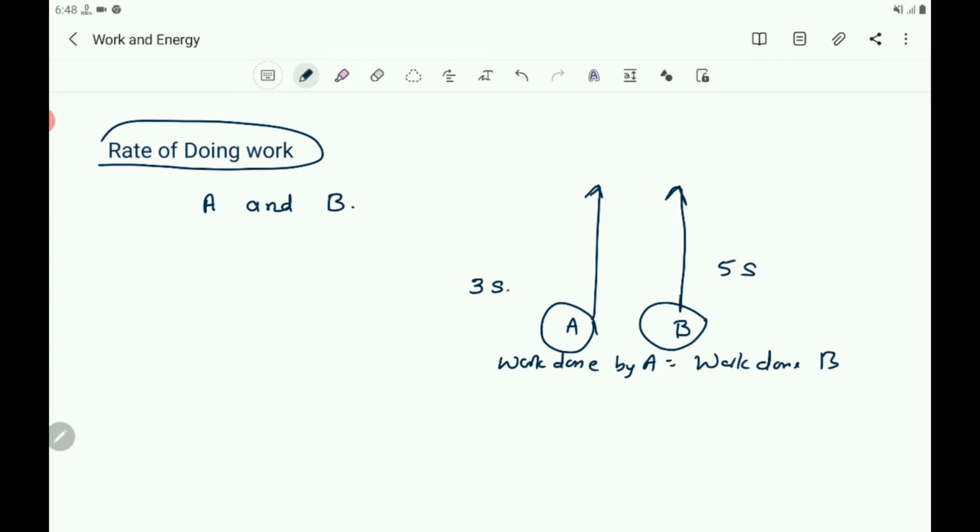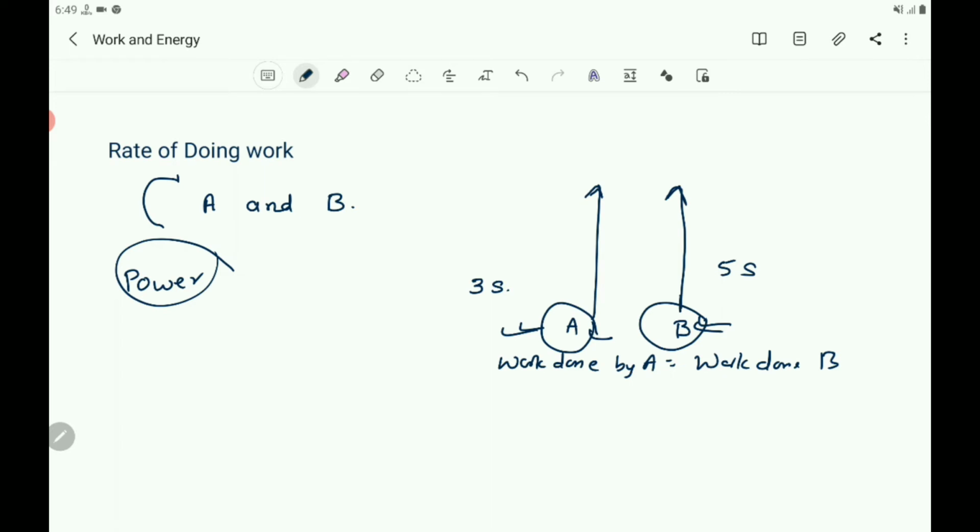Here we have taken the word power. If you consider person A and person B, the rate of doing work is more in the case of person A and less in the case of person B. So you can say that person A has more power. Here rate of doing work can be expressed in the term power. Then what is power? Power measures the speed of work done, that is, how fast or how slow work is done. So power is defined as the rate of doing work. Power is nothing but rate of doing work, which means work done per unit time.